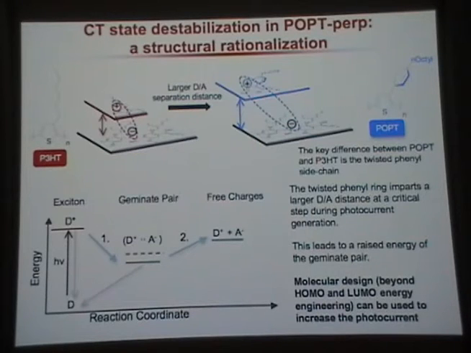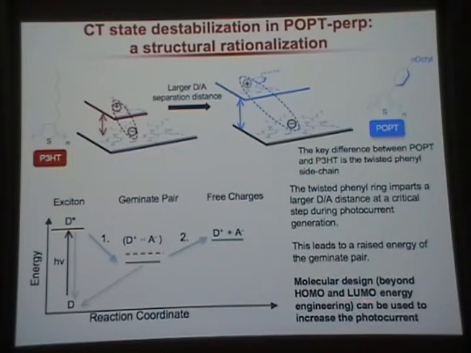So the twisted phenyl ring imparts a larger donor-acceptor distance, and that's well known. If you do X-ray on the POPT, you'll see that the pi-pi stacking distance in POPT is about 5 angstrom, while it's about 3.8 in P3HT. So the P3HT packs more tightly than the POPT, and that's because of this twisting of the phenyl ring. And so this leads to a raised energy of the Gemini pair, and that's why it's easier to break it up.